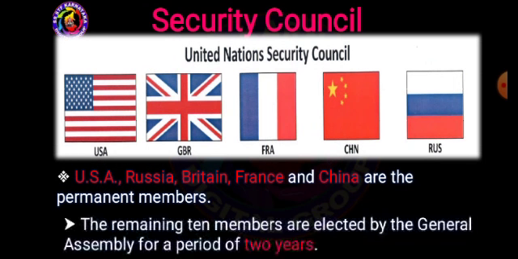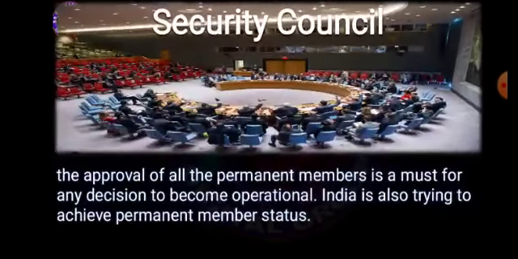And the next important thing here in the Security Council is that the approval of all the permanent members is a must for any decision to become operational. As you know, to make any judgment here in the Security Council, the approval of all 5 permanent members is mandatory to make any decision in the Security Council.